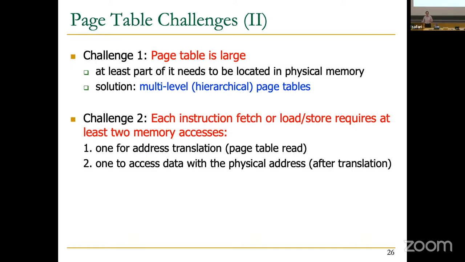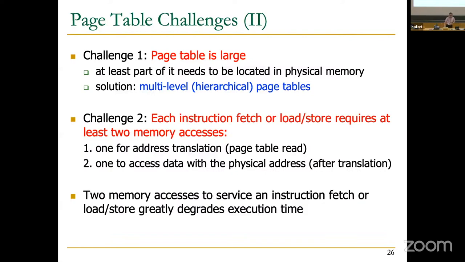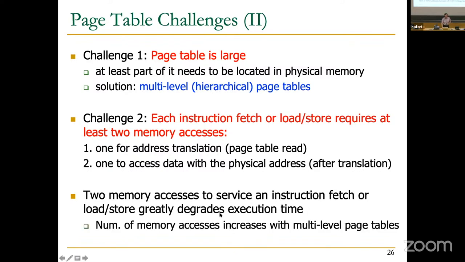This is the good case, but in the bad case, it could be lots of page faults also, as you can see, right? So with a hierarchical page table, that 2 goes to maybe 4, 5, 6, 7, right? Depending on how many levels you have. But let's assume it's 2. Even 2 is bad, right? You don't want to access memory twice to actually get the instruction. And then you don't want to access memory twice to get the data that the instruction needs, right? You want to access memory once to get the data immediately. Right? So basically, this is a problem. 2 memory accesses to service an instruction fetch or load store greatly degrades execution time. And the number of memory accesses increases with multi-level page tables, as we just discussed, unless we're clever.